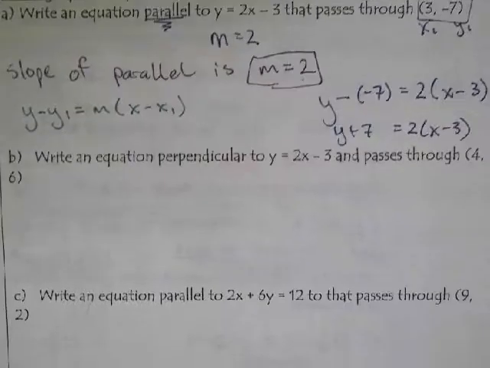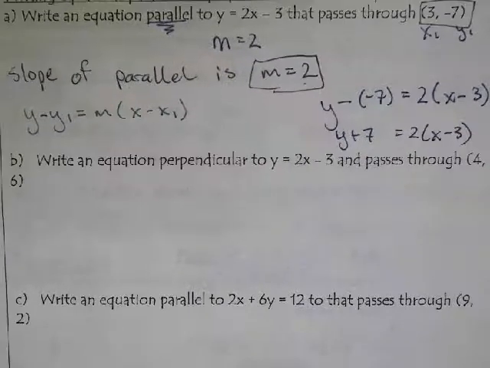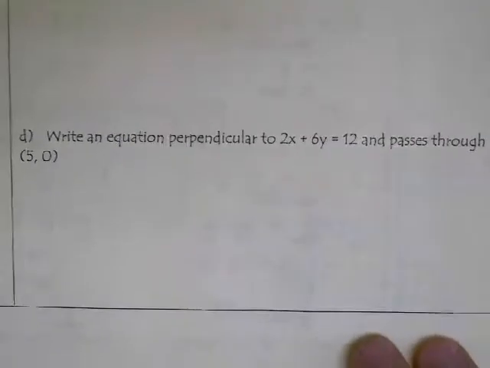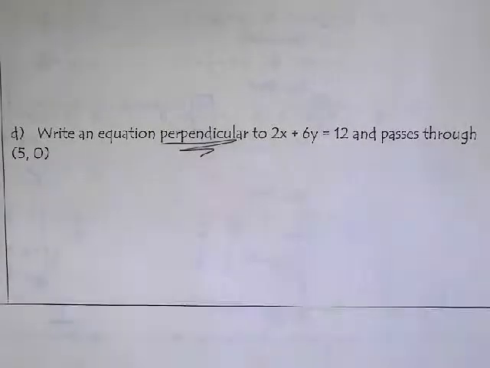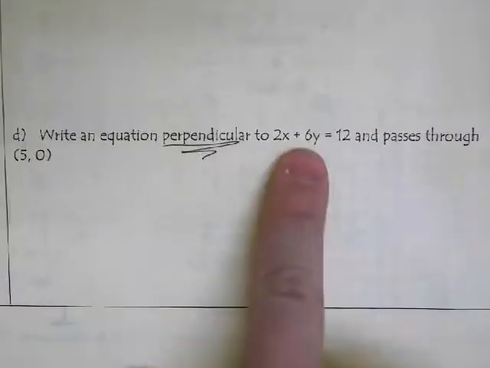Let's do one more example so you have an example of how to write an equation of a parallel line, and now I want to write an equation of a perpendicular line. Let's do the more difficult one so you have an example of something a little more difficult. So let's do letter D for perpendicular line. We're looking for perpendicular, so first we need to find the slope.